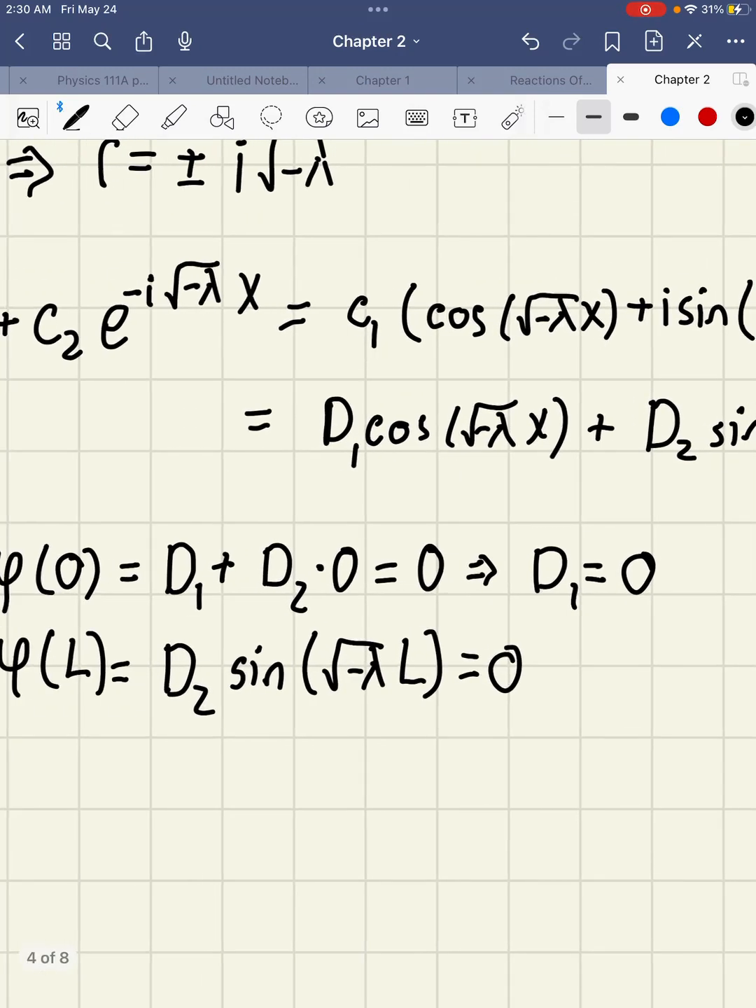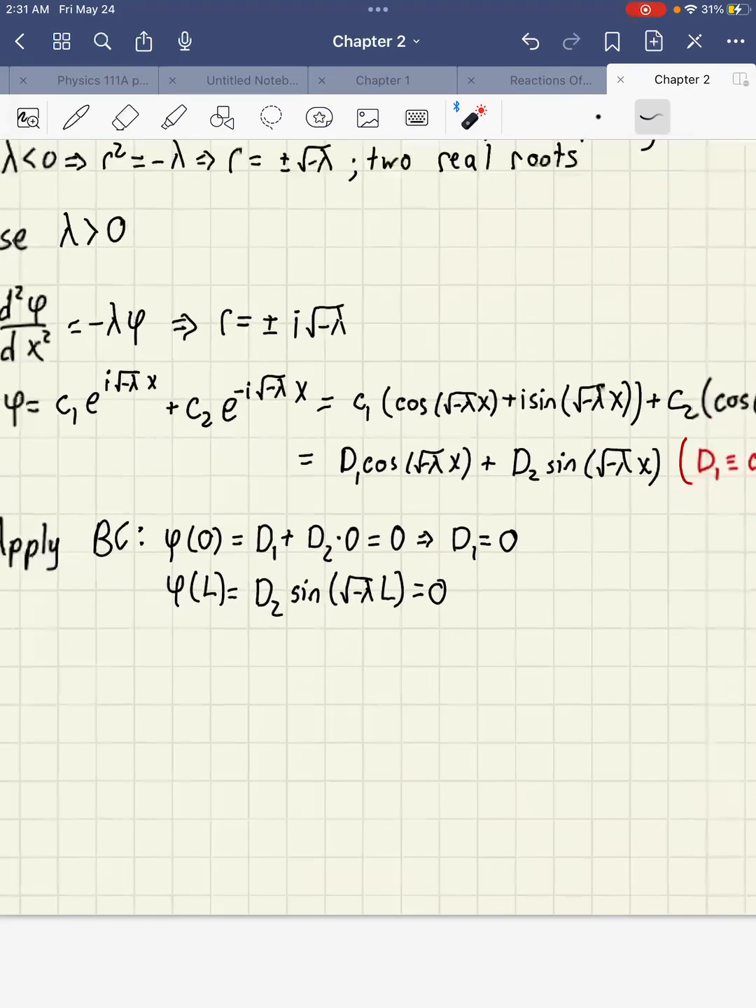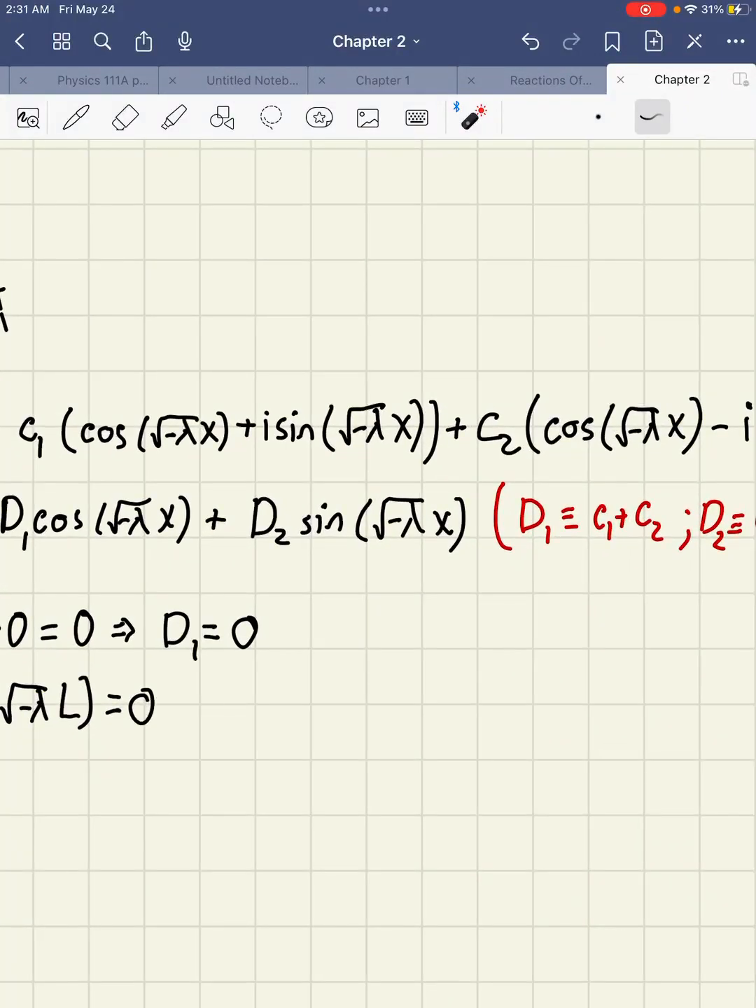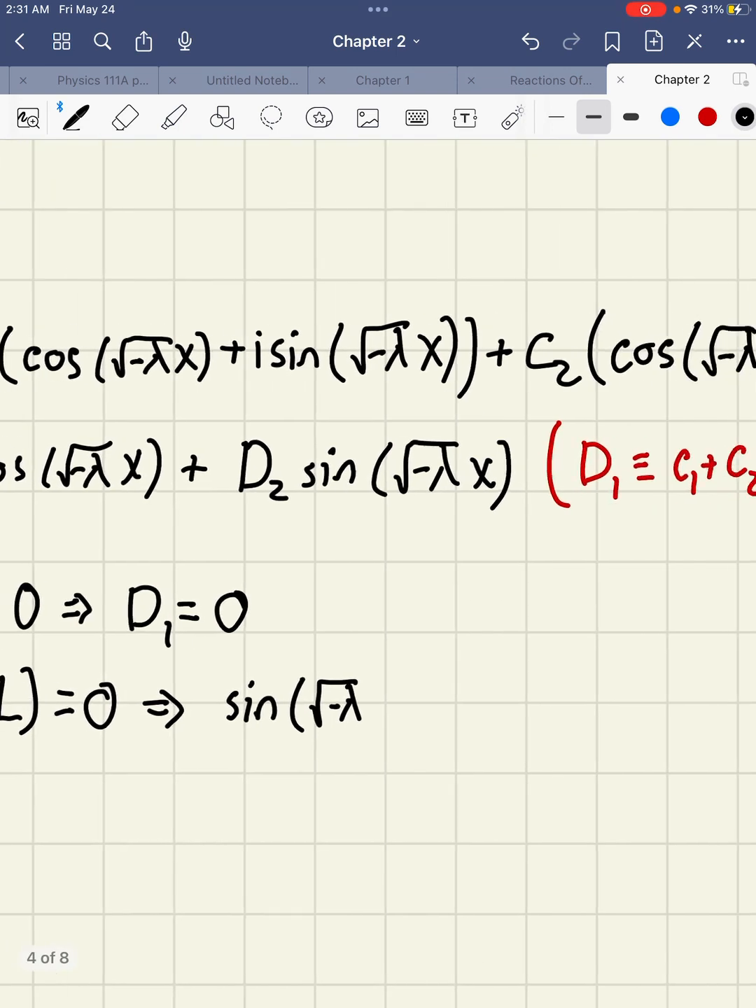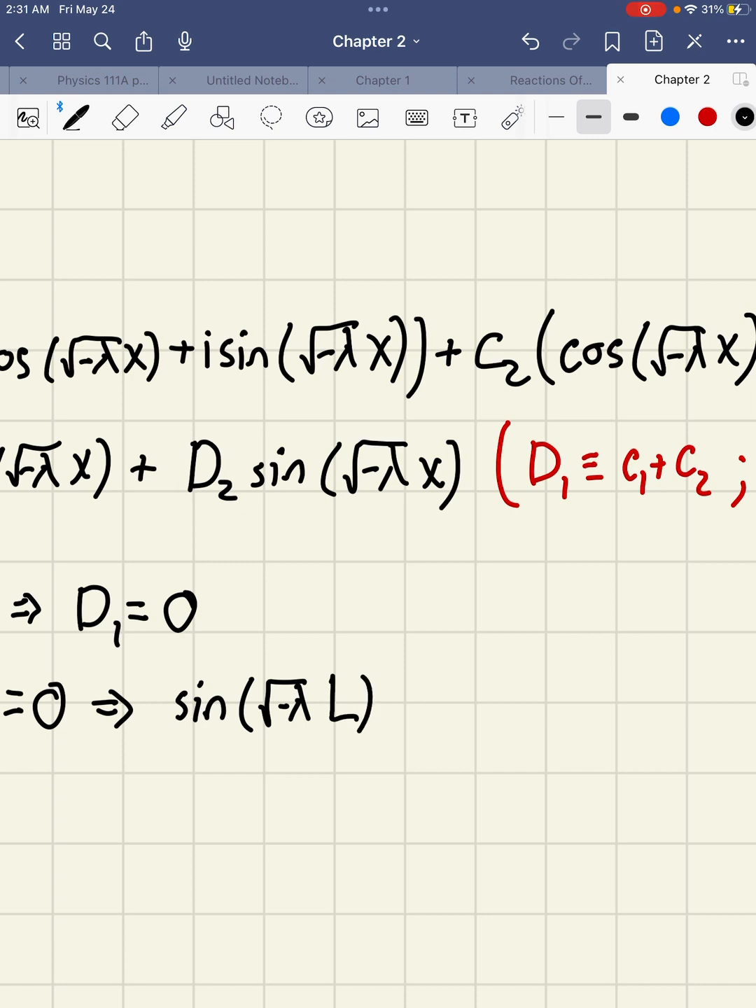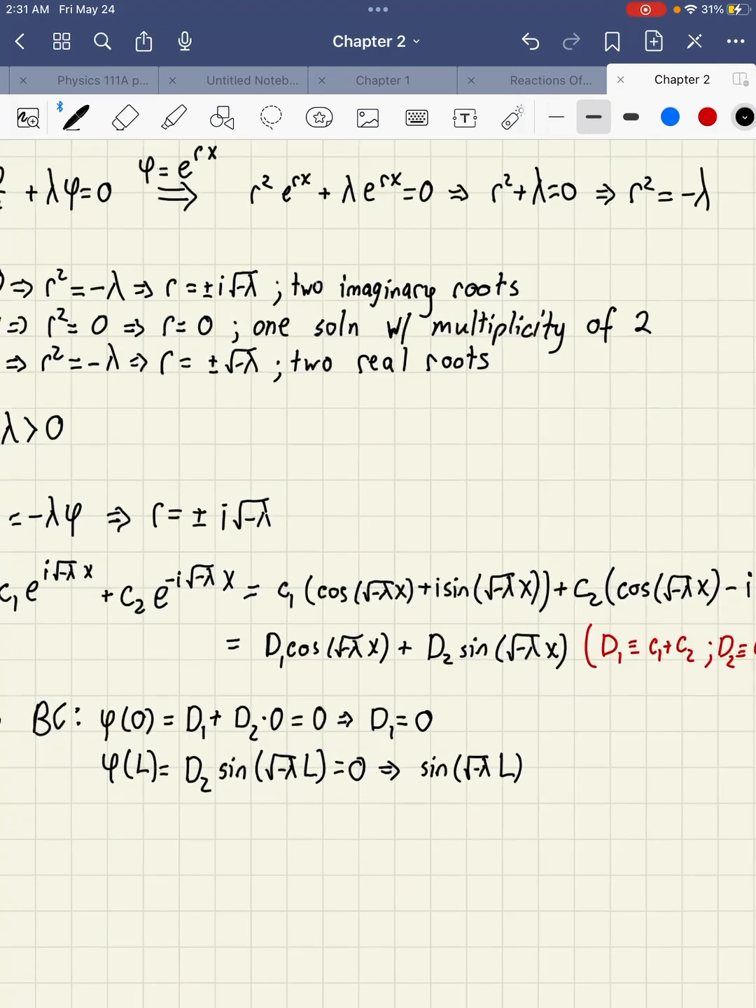Now, if my D2 is equal to 0, I will get a trivial solution. So for a non-trivial solution, my sine of square root lambda L is equal to 0.